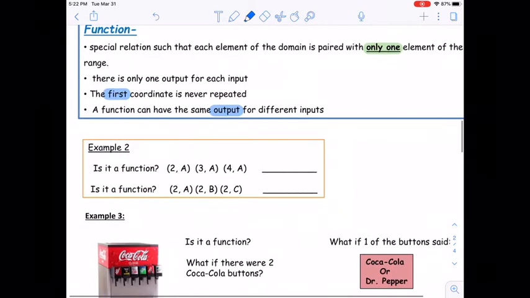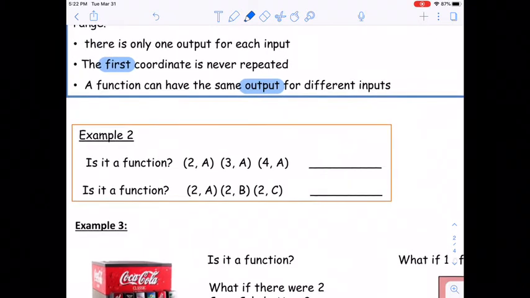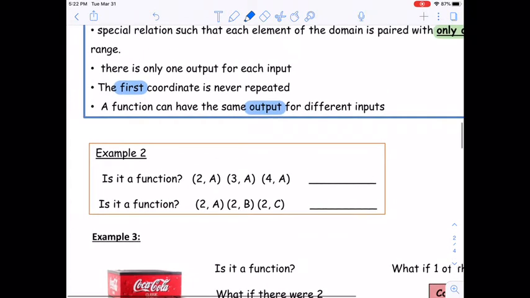Let's look at example 2. Is it a function? Well, I want to make sure that there's only one output for each input. If I put in a 2, what am I going to get out? A. That's the only thing I'm going to get out, so it's good. How about 3? If I put in the 3, I'm only going to get an A. How about the 4? If I put in the 4, the only thing that's going to come out for this first example is an A. So yes, this is a function. Notice 2, 3, 4. Nothing's repeated.